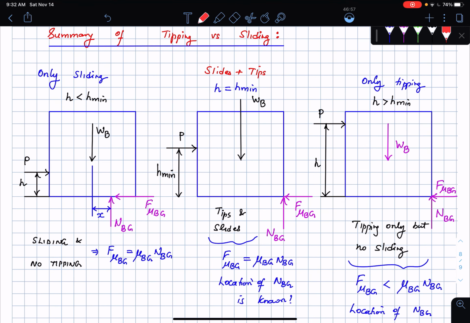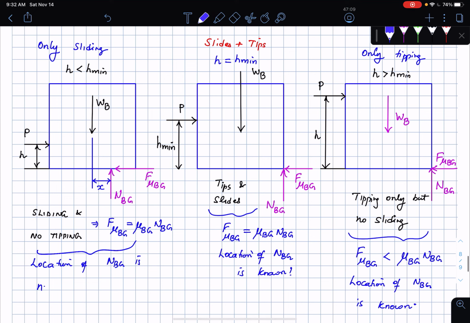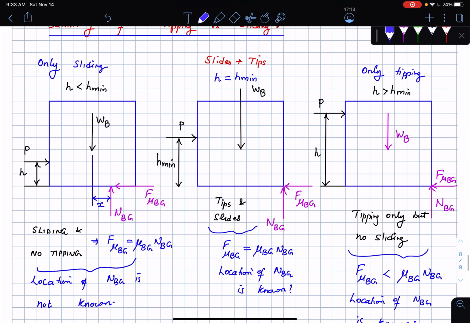When you have only sliding motion, you don't know the location of the normal force. So here the location of the normal force is not known. In the other case, the location of the normal force is known, but the friction relationship is not known. Only when you have only tipping. When you have both sliding and tipping, you know the location of the normal force, and you also know that there is a relationship between the friction and the normal forces.